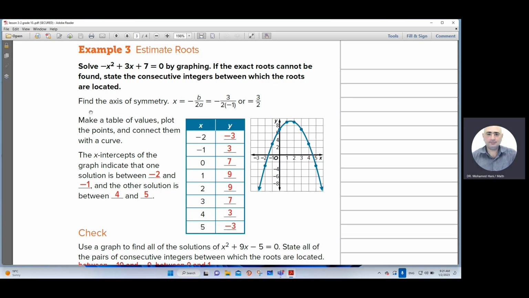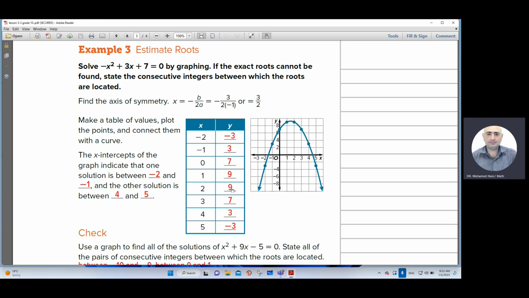So the first step, we want to find the axis of symmetry. How to find the axis of symmetry? We have a rule here: x equals negative b over 2a. Then substitute the values of b and a. What is the value of b? Look at the middle term. The factor will be 3, so write here 3. And what is the value of a? The value of a will be the factor of the first term, negative 1. So write here negative 1. Then you will get x equals 3 over 2, between 1 and 2. This is the line of symmetry here.